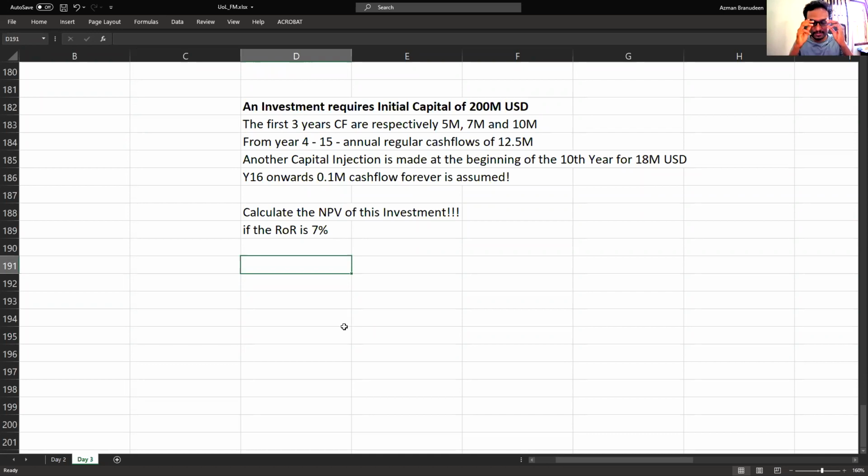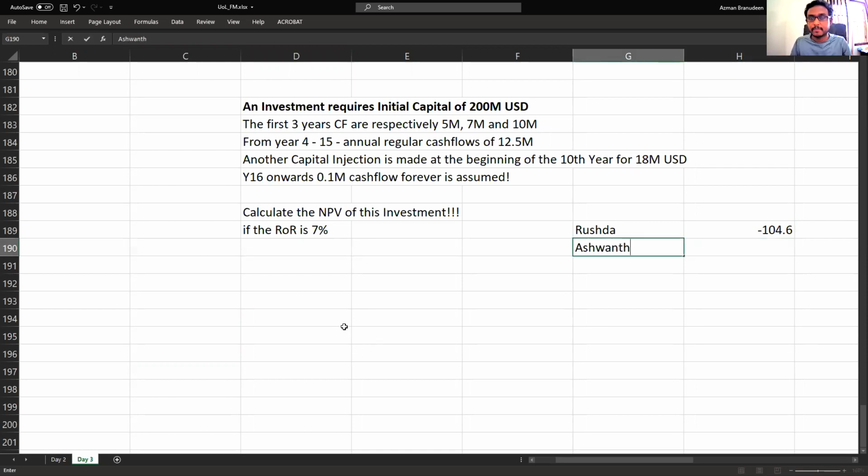Kaushika. So we'll have a small competition. Rushda, what did you get? 104.6 negative. Ashwant? Minus 71.4. How are there these deviations? No, minus 94.9. Kaushika?